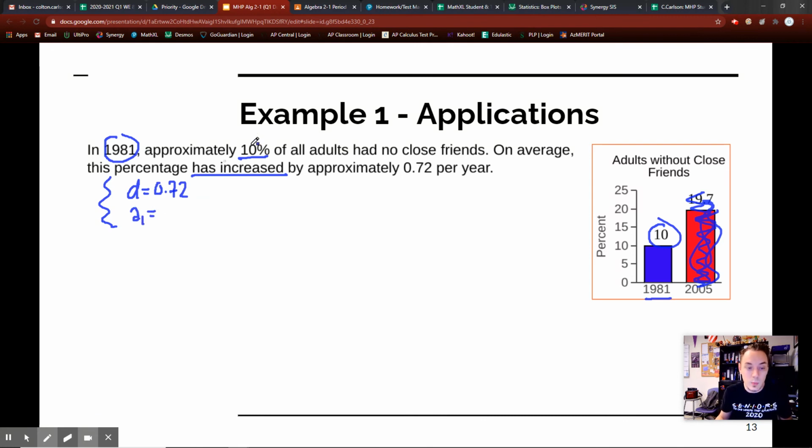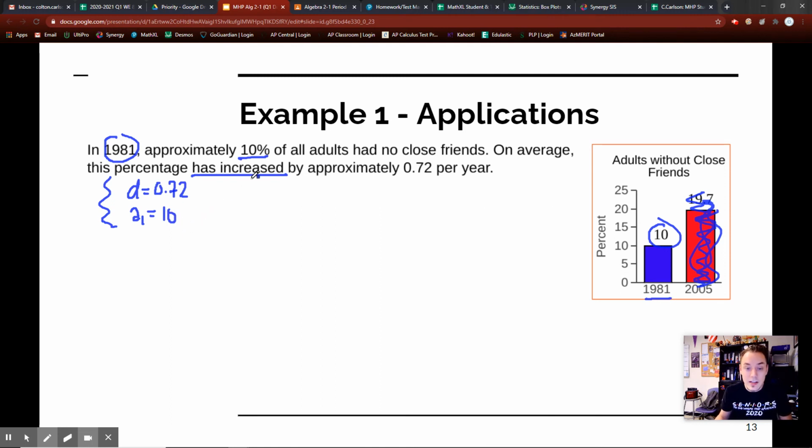Okay. Now, what is my a sub 1? My a sub 1, again, is hidden in plain sight. If this is 1981 over here, looking at my graph, where do we start? We start at what the percent is in 1981, and in this case, the percent is 10%. So I'm just going to write 10 right here.